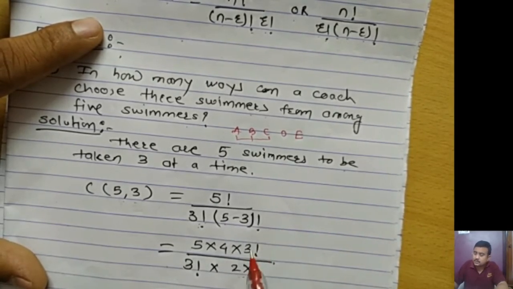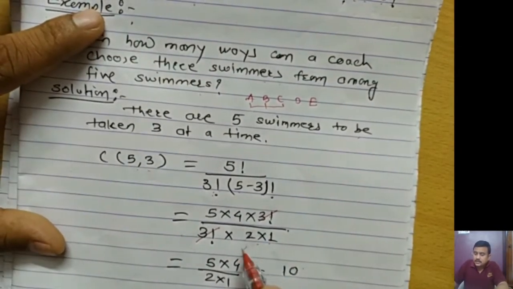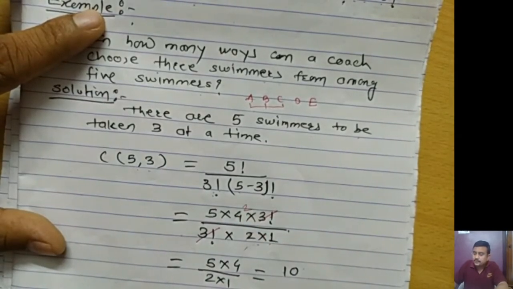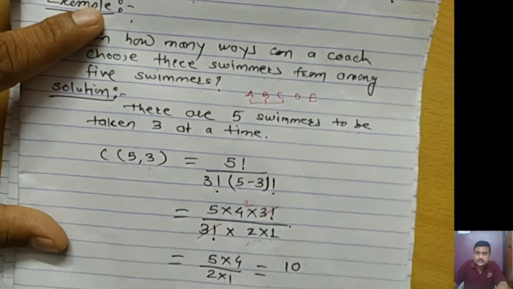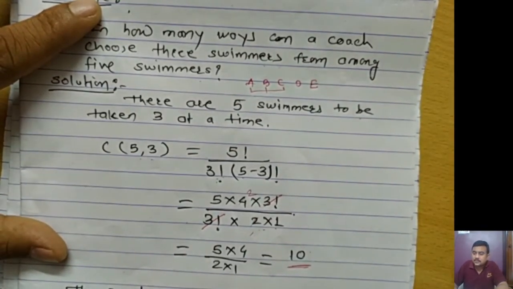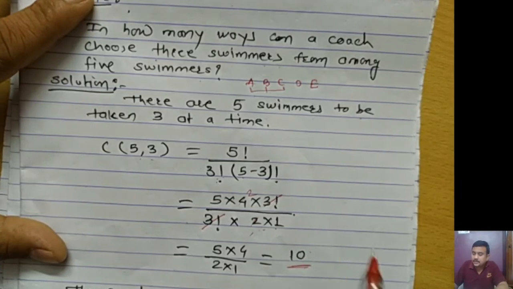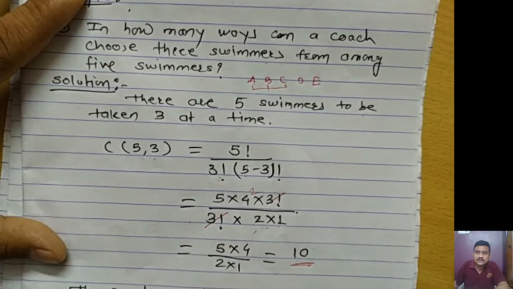Now 5 minus 3 equals 2, and 2 factorial equals 2 into 1. So 3 factorial gets cancelled. 2 ones are 2, 2 twos are 4. 5 into 4 divided by 2 equals 5 into 2 equals 10. So the total combinations or ways are 10, by which a coach can select 3 swimmers among 5 swimmers.